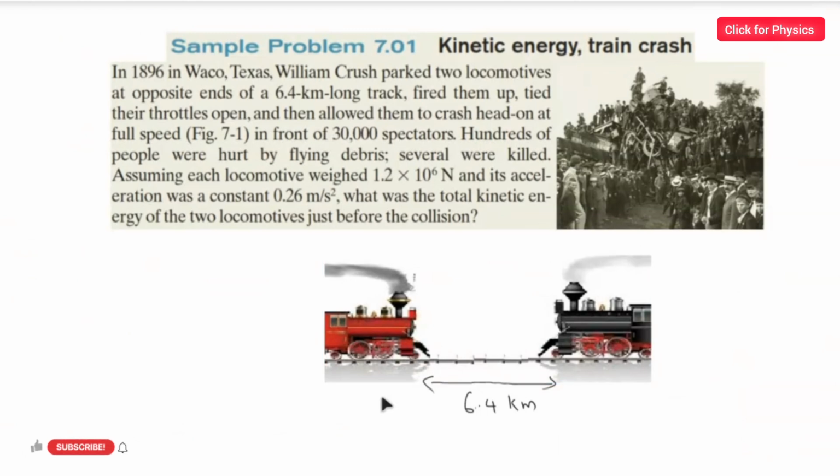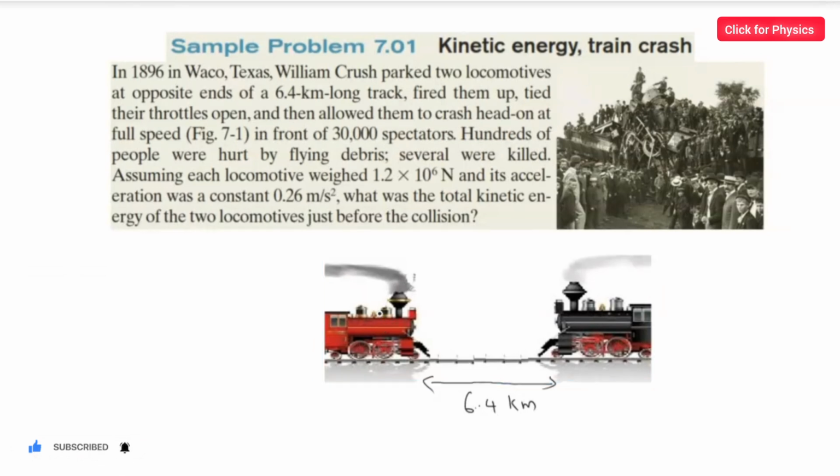So in this question, they mentioned some incident that happened in 1896, but let's look at this question from a physics point of view. Here they took two locomotives, two trains, parked opposite to each other, and the distance between them is 6.4 kilometers, the length of the track. The two trains are started and made to collide with each other. They ask for the kinetic energy of the two locomotives.